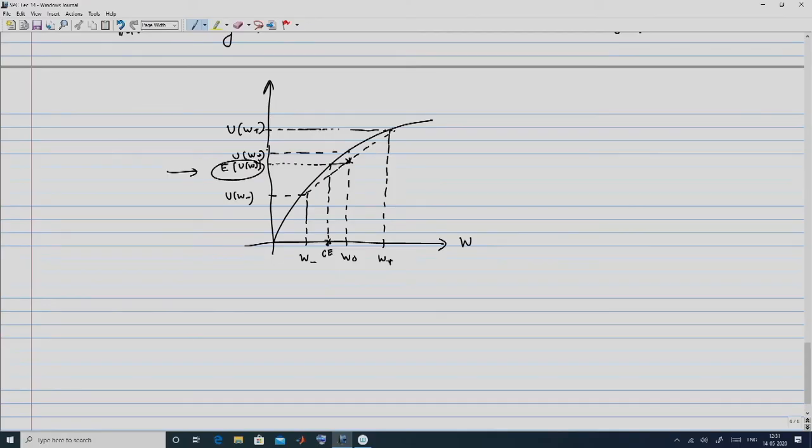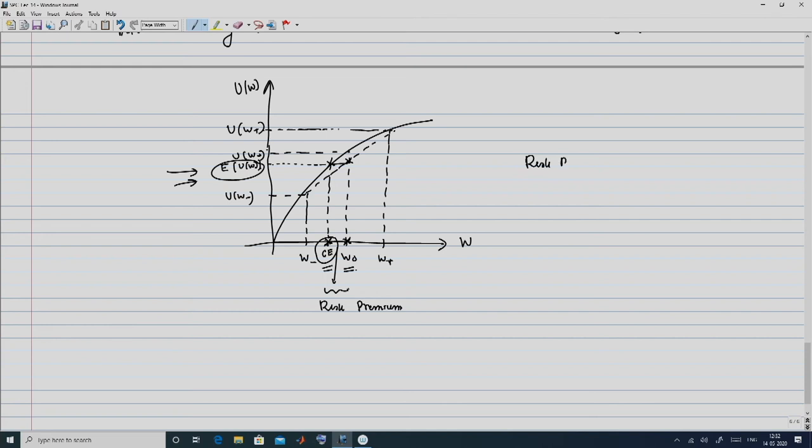Now we extrapolate this value of utility to hit the utility curve, and then I drop down to calculate the corresponding value on the wealth axis W, which gives me this utility. So this amount of money is what you call the certainty equivalent, and it is different from W naught in this case. So there is a difference between W naught, the original amount, and the certainty equivalent, the amount that gives the same utility as the expected utility. This difference is known as the risk premium.